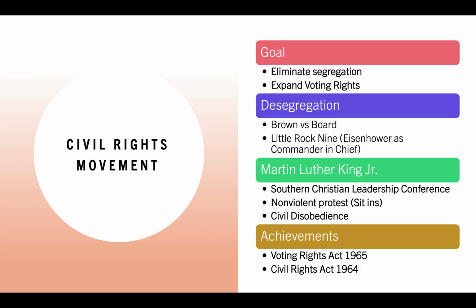Some topics to know with the civil rights movement. Remember, the goal of the civil rights movement is going to be to eliminate segregation and expand voting rights. When we see an action going towards eliminating segregation, the case to know is Brown versus Board of Education. Remember, in Brown versus Board of Education, we reversed that decision that was separate but equal that came from Plessy versus Ferguson, and now we are seeing a desegregation of the schools.